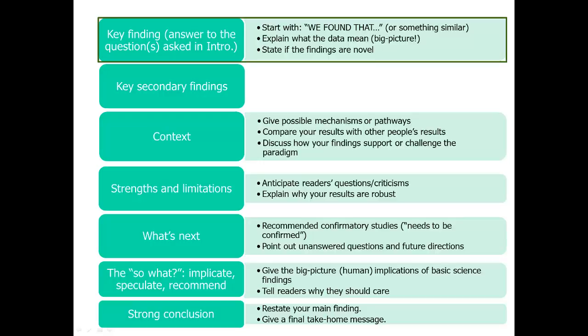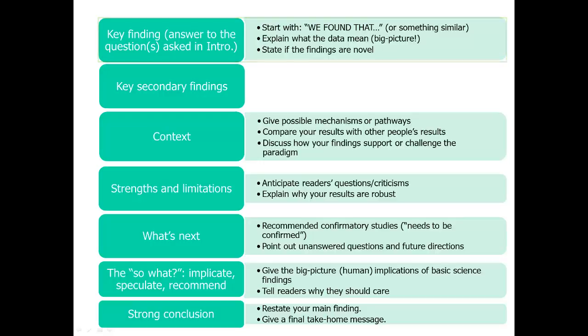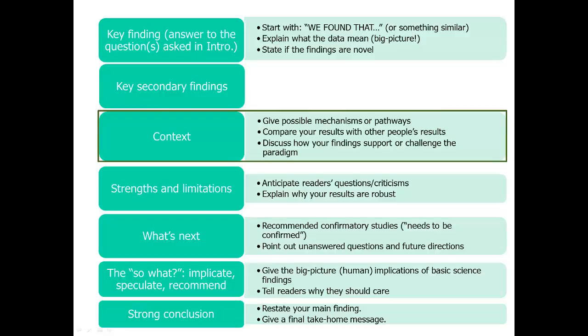You want to clearly and explicitly state if the findings are novel. You want to point that out for your readers. You may also have some key secondary findings. Oftentimes we do a study to find one thing and we find some other interesting findings in the process. So then you might state those other key secondary findings. So you're going to give your findings and then you're going to put all of that in context.